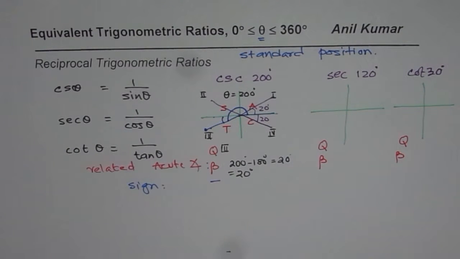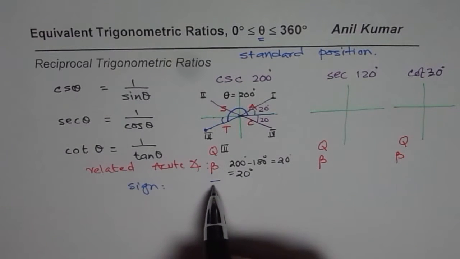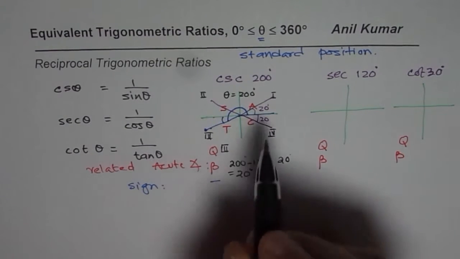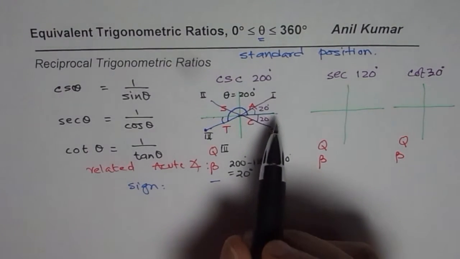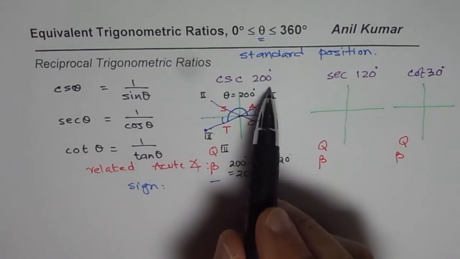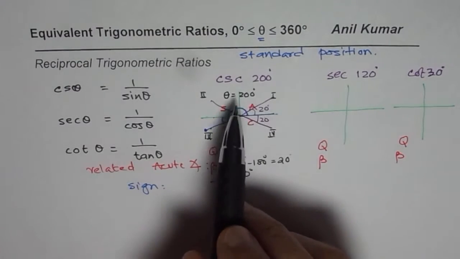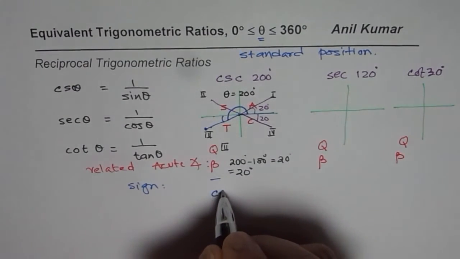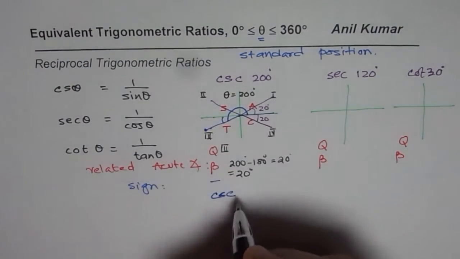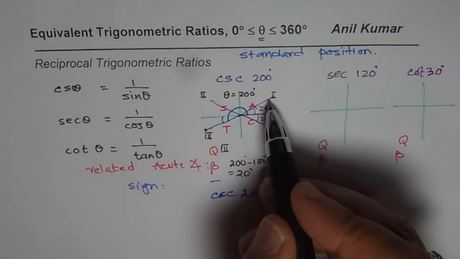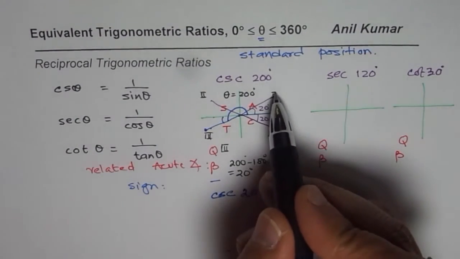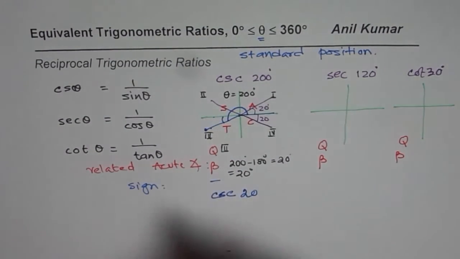So what we know here is that we need a negative result and an acute angle of 20. All the time we are writing trigonometric ratios as the principal angle. That is important. So cosecant of 20 degrees will be in quadrant 1. It will have a positive value. Since we are looking for a negative value, we'll write minus cosecant 20 degrees.